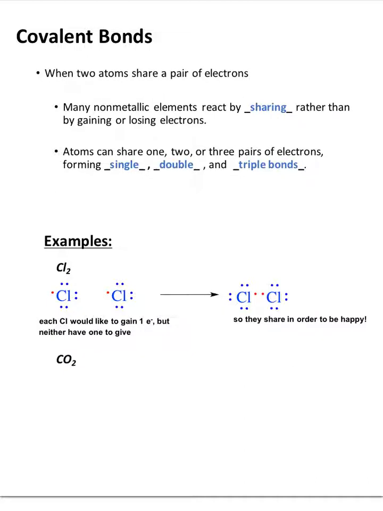So basically what happens is each of those chlorine atoms gets to claim both of those red electrons that you're seeing in that image.